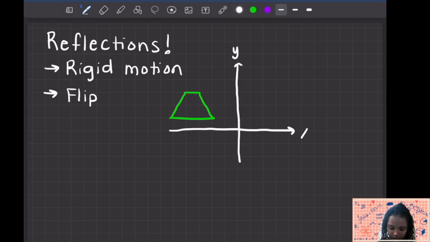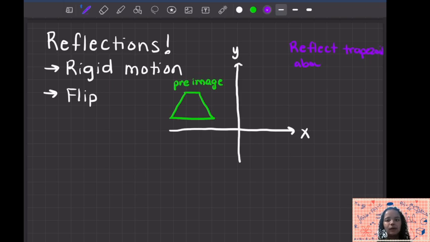So this in green is my pre-image, which is what your transformation is before you do anything at all to it. So when you first get your paper or your question, the image before you do any transformation to it, that is called the pre-image. And let's say I say, okay, let's reflect trapezoid about y-axis. So about the y-axis, that just means flip it over the y-axis.